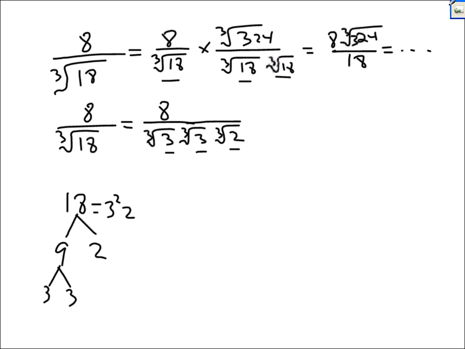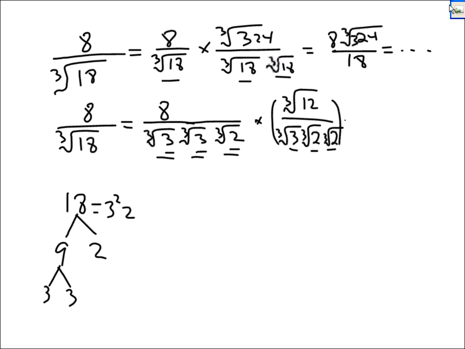Now I multiply by my 1. And I need 3 of things. I need 3. I have 2 square cube roots of 3. I need 1 more of them. I have 1 cube root of 2. I need 2 more of them. 3 times 2 is 6, times 2 is 12. The top is just the cube root of 12. So 8 times that is just 8 times the cube root of 12.